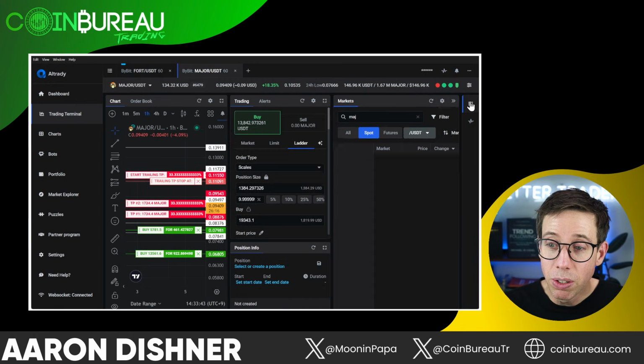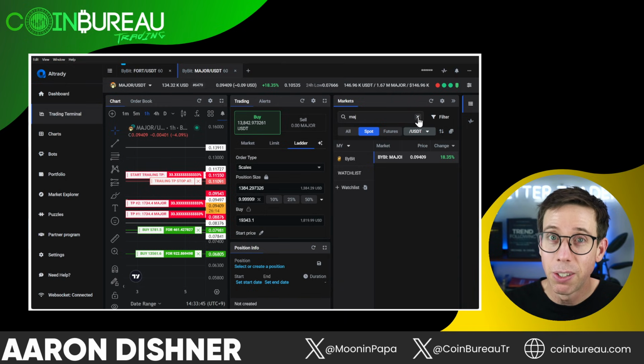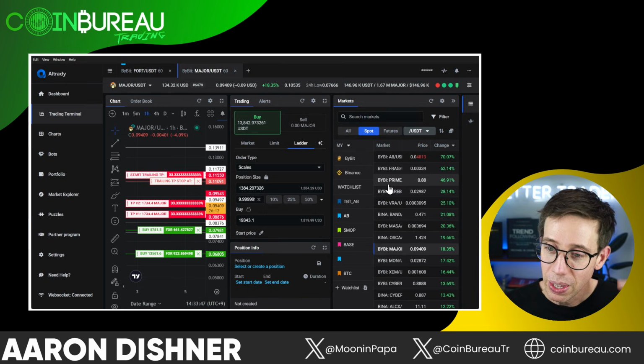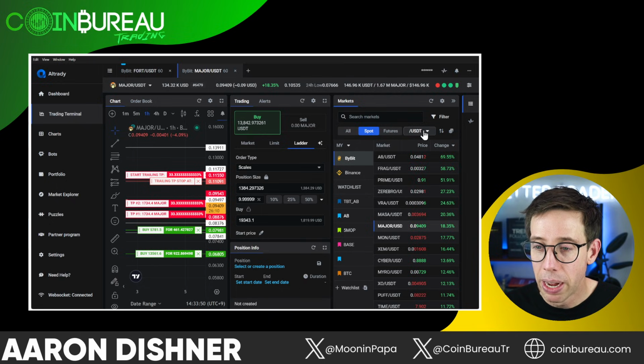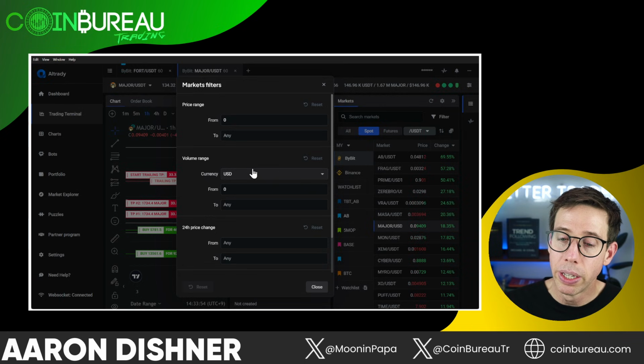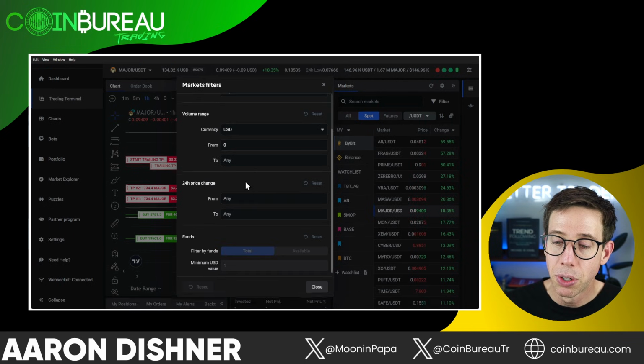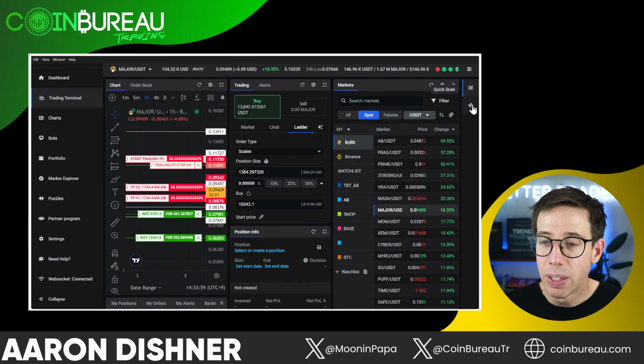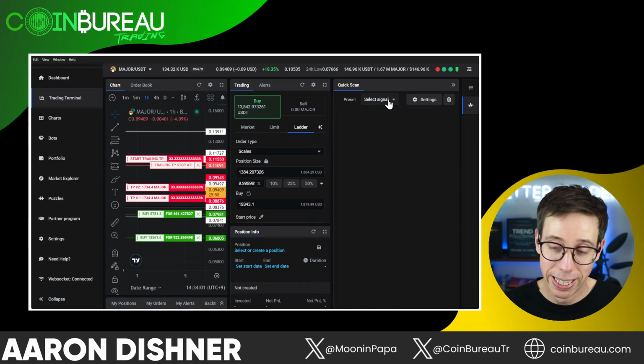I can even use the scanner over here, which is even faster than using TradingView. I can use Bybit, Spot, Futures, great. And I can add some filters to say, I only want coins within this volume range or within this price range, or yada, yada, yada. And I can even set up a quick scan signal.